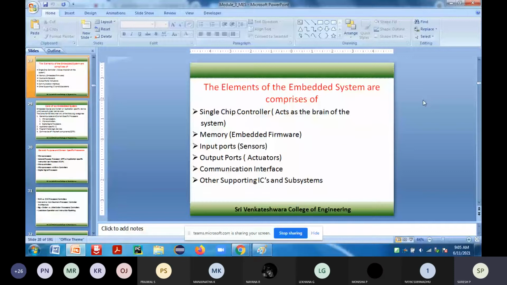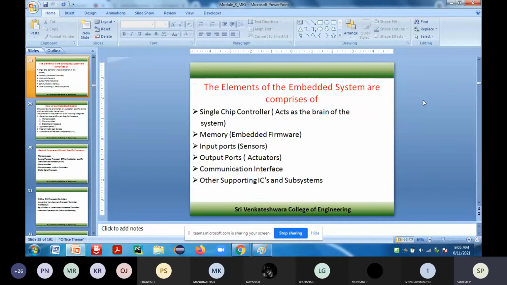Then, depending upon the different functionalities which you are going to have, other supporting ICs and subsystems will be there, because even if you want to do one particular task, some other IC should be there to work with that one. Like a decoder should be there, an encoder should be there to encode and decode, or some other operations if you want to perform, like you have seen in your ADE, how it will be designed.